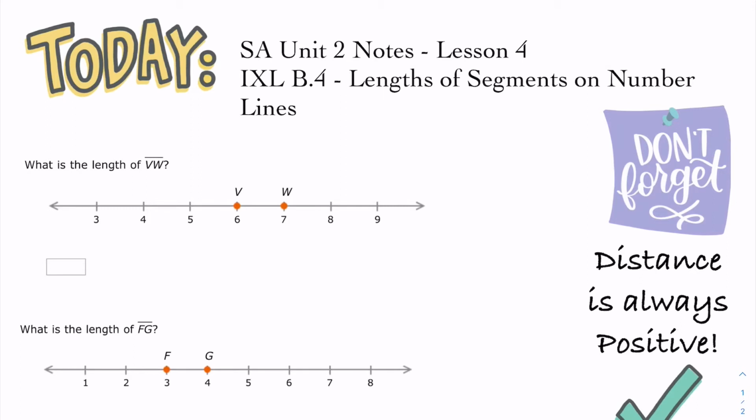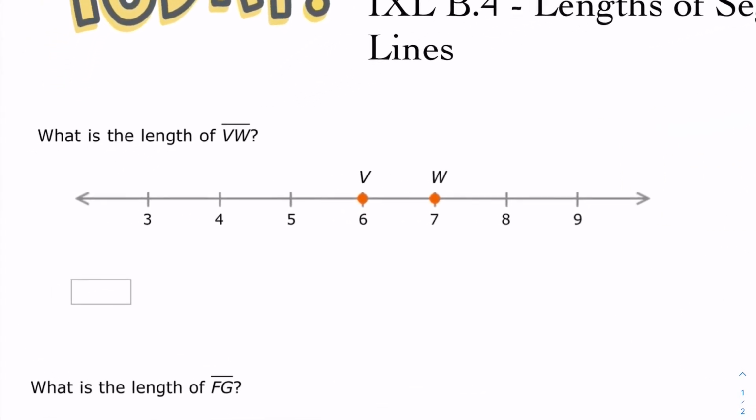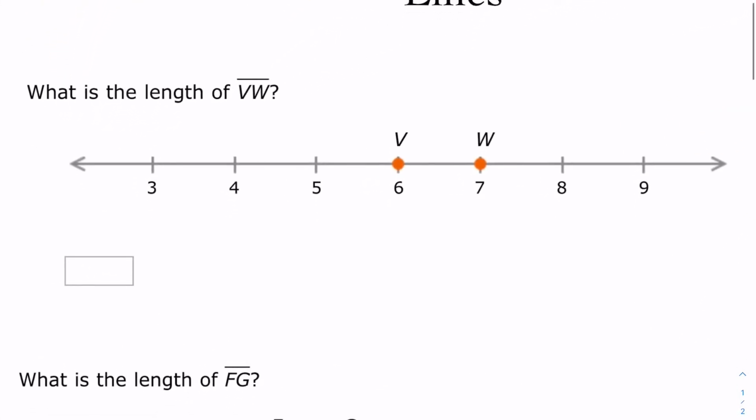This is IXL B4, lengths of segments on number lines. And it's the last lesson for our unit. It should be pretty easy. So in this one, we're looking for how long these segments really are.